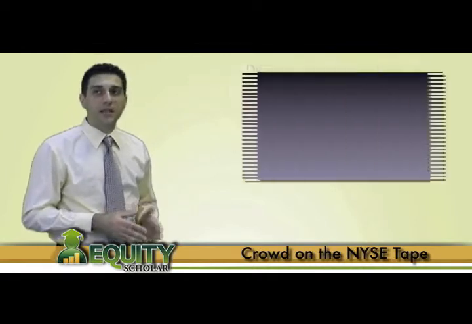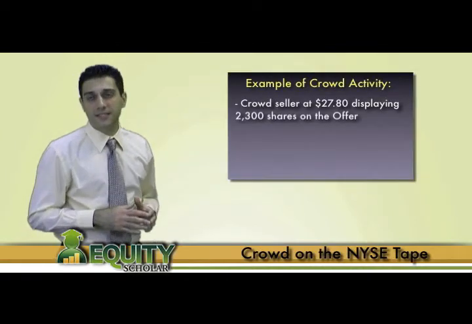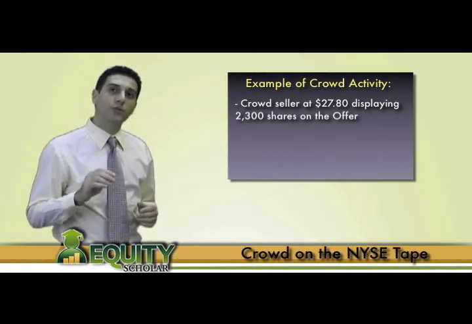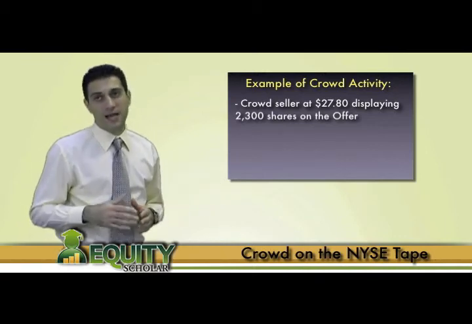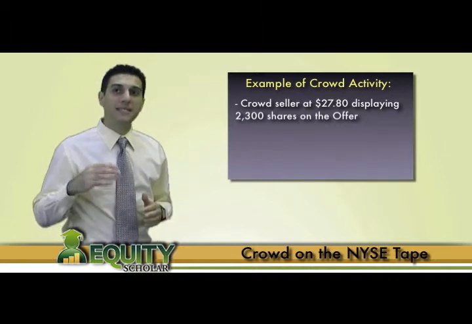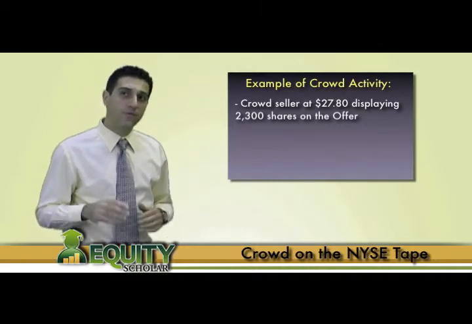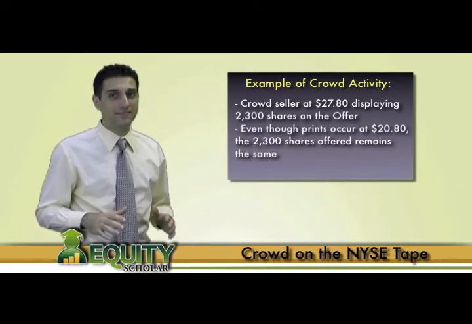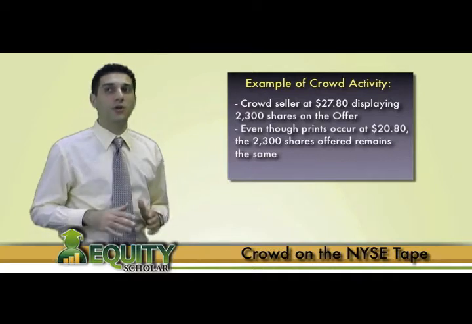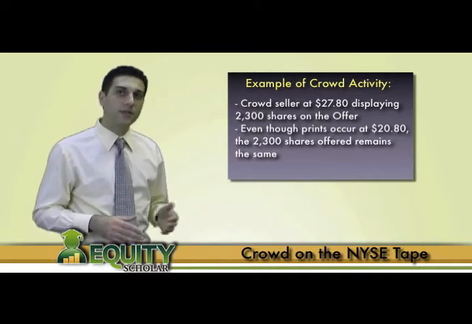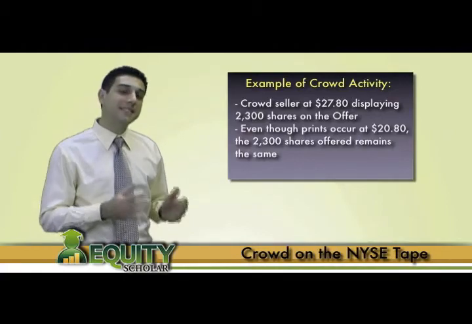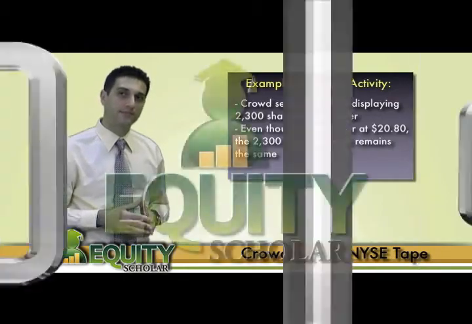For instance, let's say there is a crowd seller in a security at $27.80, showing 2,300 shares on the offer. Because of that crowd seller, the size being displayed on the tape for the bid remains constant at 2,300 shares, even though numerous buyers come in to purchase shares at $20.80 from the seller at that price.